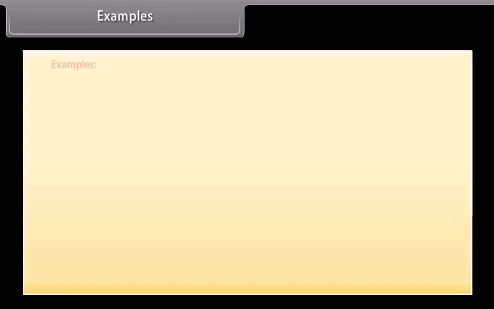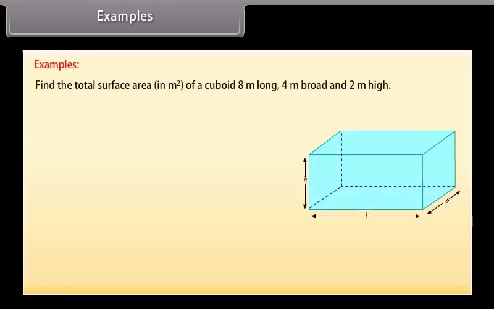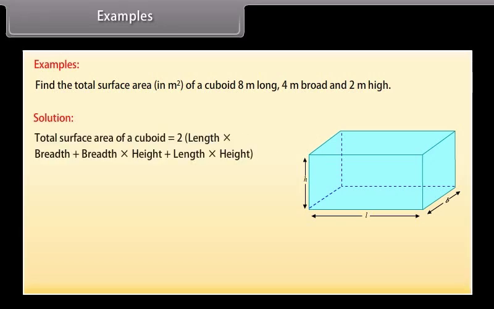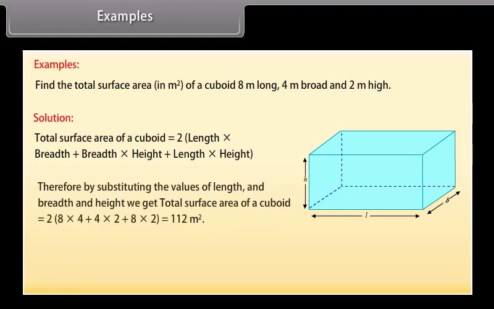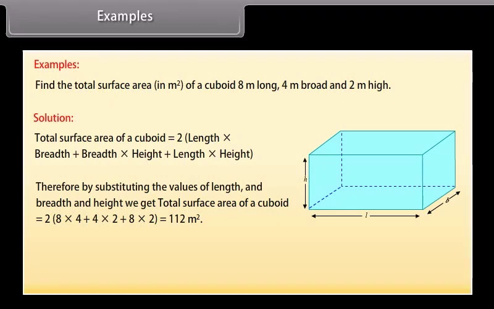Example. Let us solve some examples now. Find the total surface area in meters square of a cuboid 8 meter long, 4 meter broad, and 2 meter high. Solution. We know that the total surface area of a cuboid is equal to 2(LB + BH + LH). Therefore, by substituting the values of length, breadth and height, we get total surface area of a cuboid equal to 2(8·4 + 4·2 + 8·2), which is equal to 112 meters square.